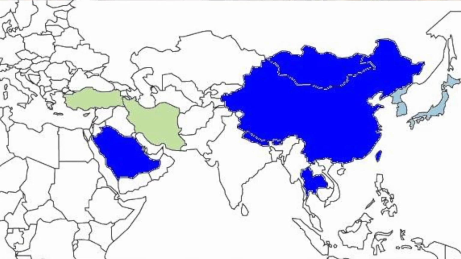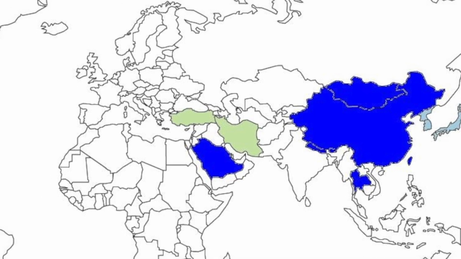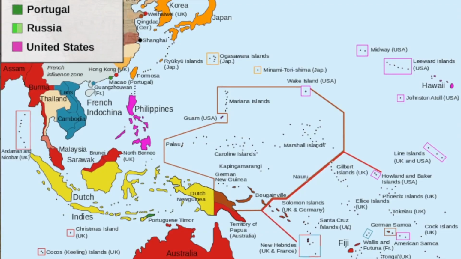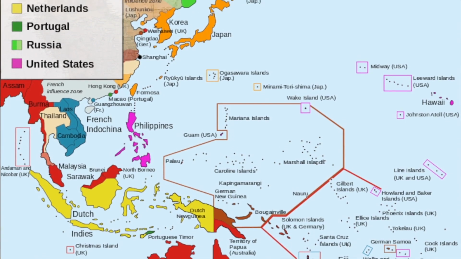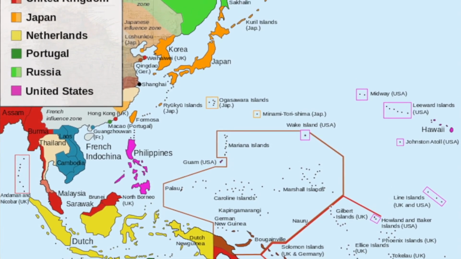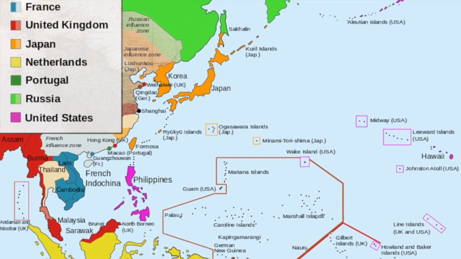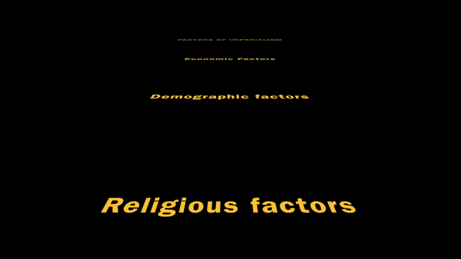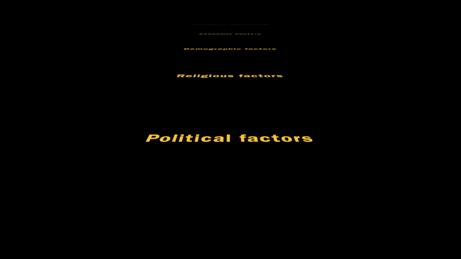The 3 main powers in Asia, the Ottoman Empire, Persia, and China, remained independent countries, but actually they were forced to grant trade advantages to Japan, Russia, United States, and European countries. Now we must study the factors of imperialism. They were economic, demographic, religious, political, ideological, and scientific factors.